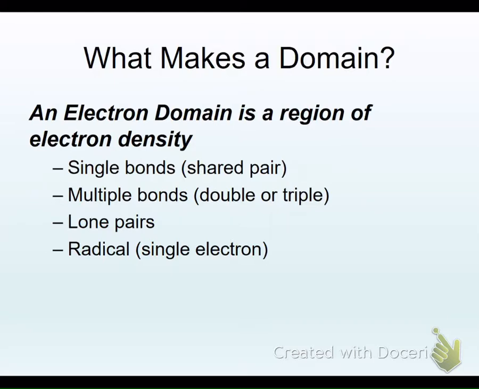Lone pairs we've put around the central atom also occupy just one space, so those are domains. And then we did see a couple of Lewis structures. I'm thinking of NO, the molecule nitrogen monoxide, that has a radical. And so when you have a single electron, that also occupies a domain and determines the geometry.